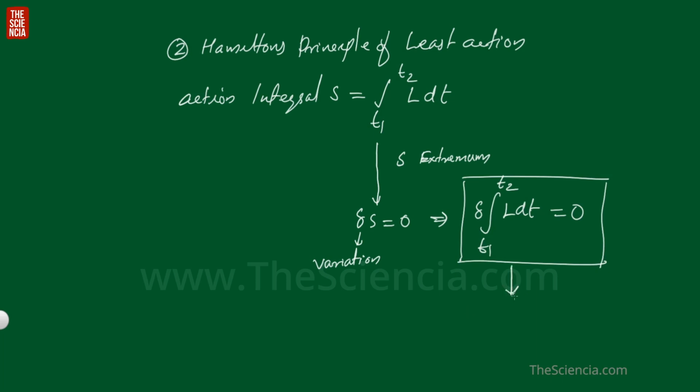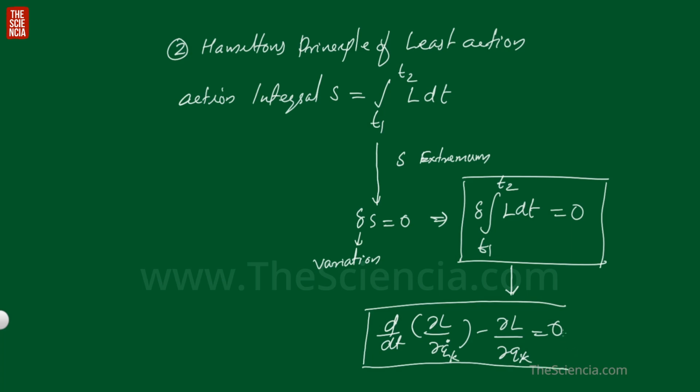Based on this idea also, we can develop Lagrange's equation, that is d by dt of dou L by dou qk dot, minus dou L by dou qk equal to 0. From D'Alembert's principle, we can formulate this Lagrange's equation, and from Hamilton's principle also we can formulate Lagrange's equation. But I told you, D'Alembert's principle is analogous to Newton's second law of motion. Here Hamilton's principle of least action is itself a fundamental principle. Okay.